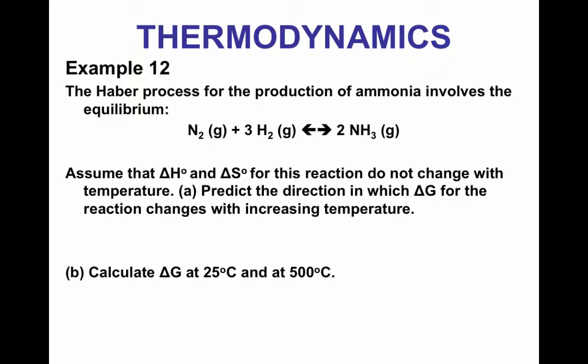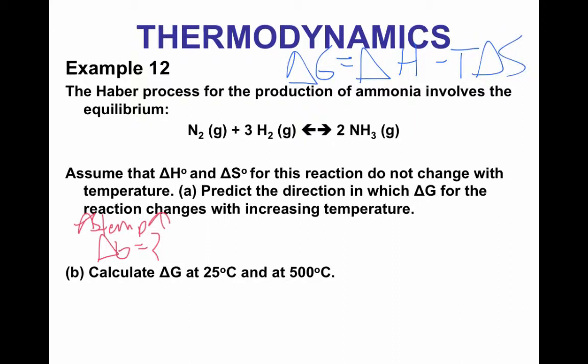So what that means is we don't have to worry about temperature affecting those values when we're looking at delta G. So part A says to predict the direction in which delta G for the reaction changes with increasing temperature. So we want to know, as temperature increases, what happens to delta G. And so what we can do is predict the sign first of delta S, and then we can look at the equation that we've been looking at this entire time and go from there. So to start out, let's look at delta S, because we can determine the sign of delta S just by looking at the reaction.